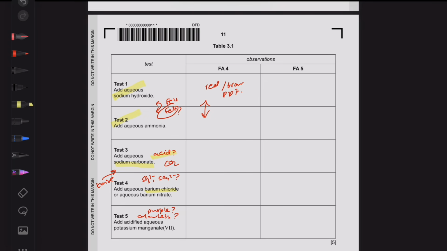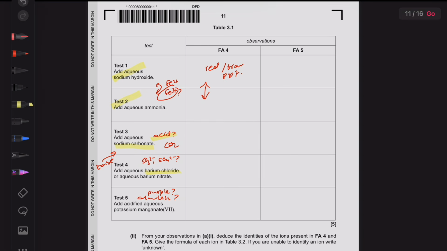Then the test with barium chloride. So we're on the lookout for either sulfates or sulfites, and then we further differentiate between the two. And then down here we have acidified aqueous potassium manganate(VII). Does it remain purple? Does it become colorless? What does that mean? So really, we should have at least a small idea of what we're looking out for. That narrows down our options, and hopefully we're able to come to a conclusion.